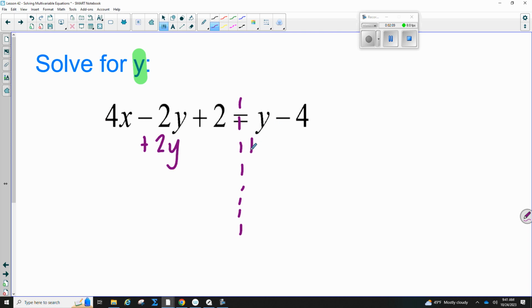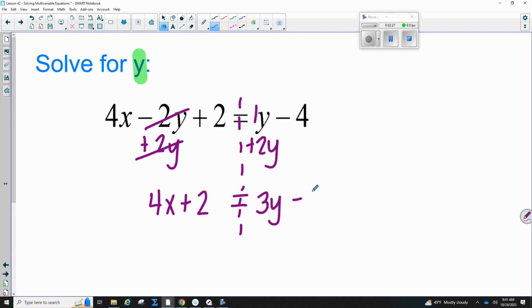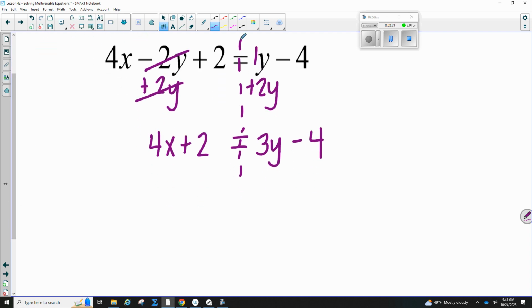So I'm going to add 2y, because that's a negative 2y. I want to cancel it here to the right-hand side. So I'm left with 4x and plus 2 on this side. Okay, this is a 1y minus a 2y, so that's a 3y minus 4. All right, so I gathered all my y's onto one side, and now I need to get the y by itself. We first have to get rid of this, okay?